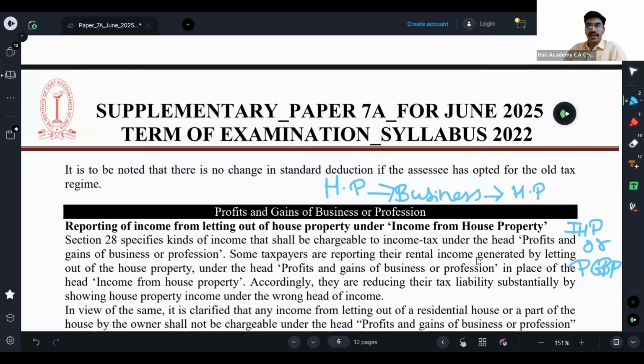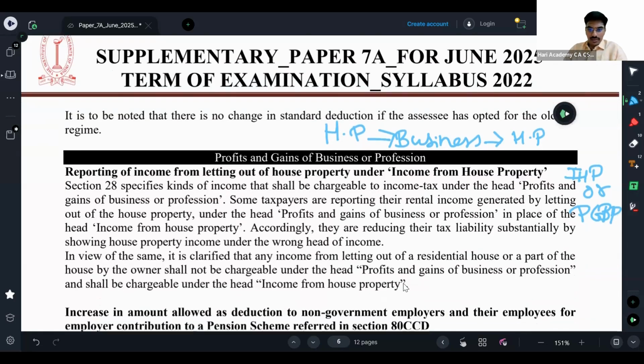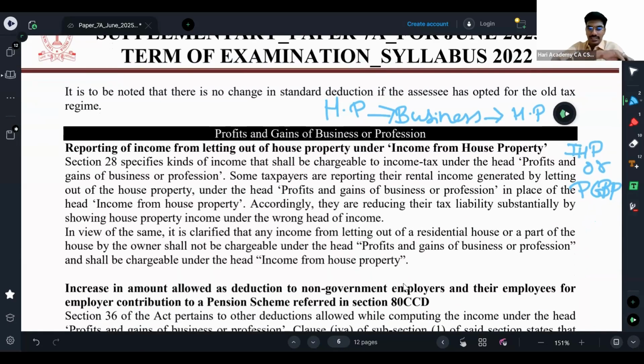So should it be charged under the head house property or under the head PGBP was the question. What has happened is the Supreme Court settled this in favor of the assessees. They said that if you are in the business of letting out the house property, it should be charged under income from house property. But, oh sorry, it is just the other way around. If I'm in the business of letting out the house property, the Supreme Court has clarified that it is to be charged under the head PGBP.